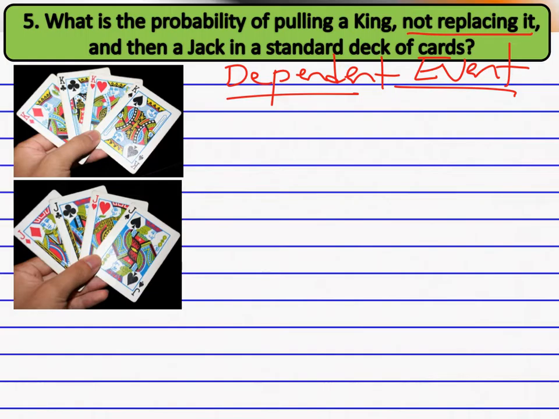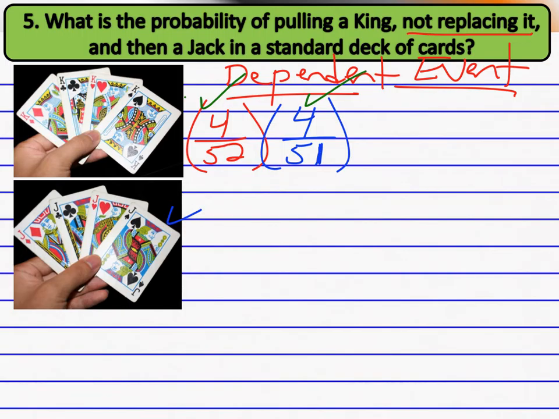So the probability of pulling a king, think about this, there are 4 out of 52, put parentheses around it because that means multiplication, kings in a deck. I'm not replacing it. So I know the next fraction, I'm only going to have 51 cards left in there because one of those kings is now gone. But there are still 4 jacks. So that's 4 out of 51. That is just 2 pulls, 1 king and 1 jack.